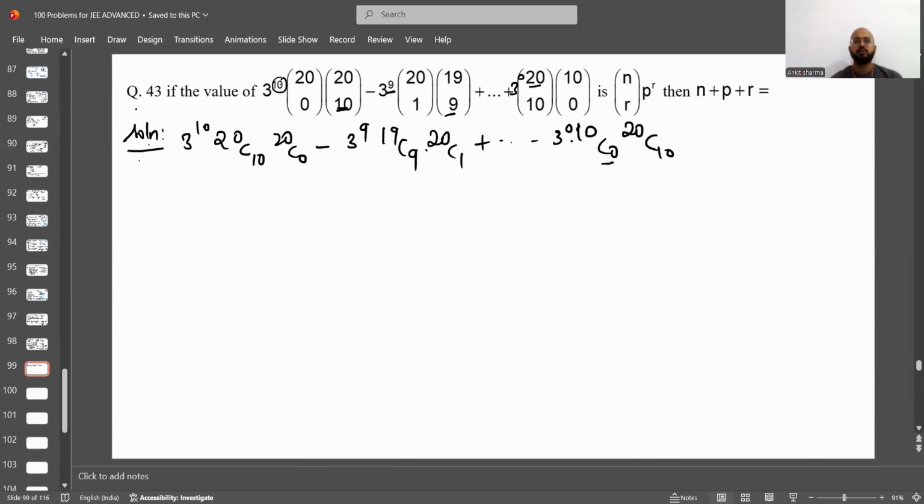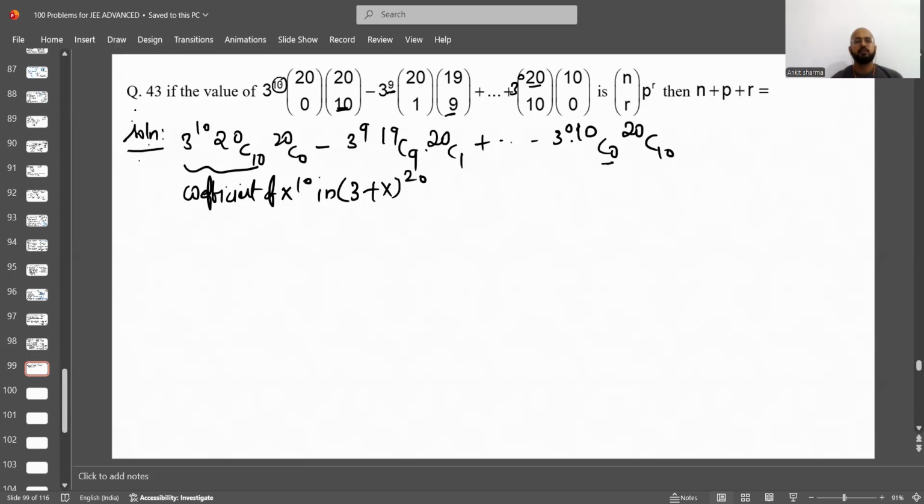So 20C10, I'll keep it here. Now if I just look at these two, this is nothing but the coefficient of x to the power 10 in. If I just look at this coefficient of x to the power 10, this is 20C10 into 3 to the power 10, which clearly indicates that this is nothing but the expansion of x plus 3 or 3 plus x. So we can write in any form. This is going to be 3 plus x to the power 20, I can write here.